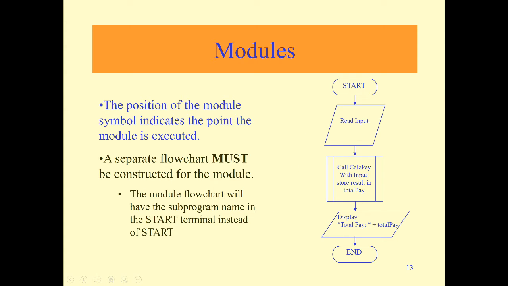Now it's going to look very similar to a sequence. You may have decisions in there depending on what's in your subprogram, but the module flowchart will have the subprogram name in the start terminal instead of start. So it will be start calc_pay, or just calc_pay, and then you'll have the same sort of sequence that ends, and it will be end calc_pay.